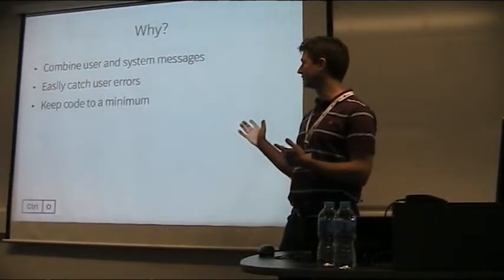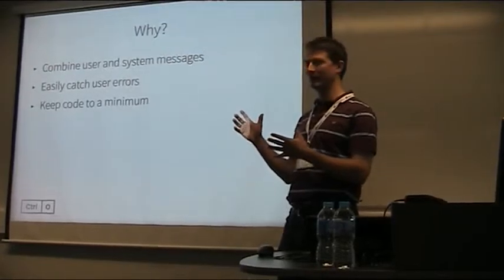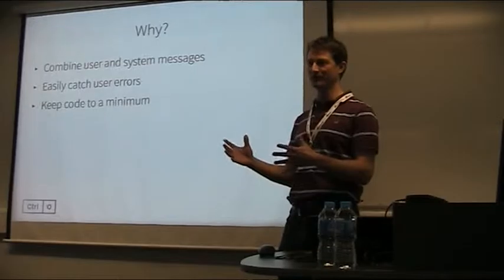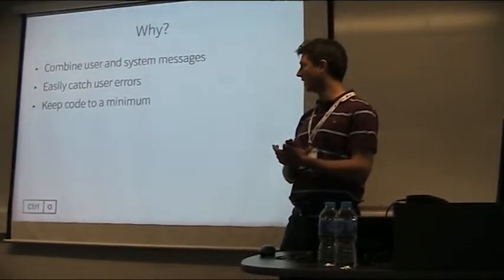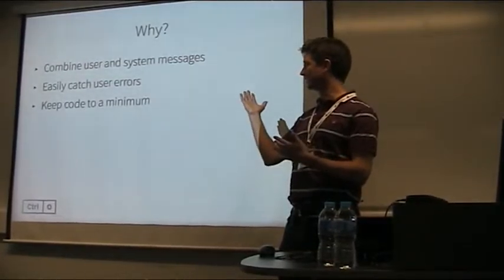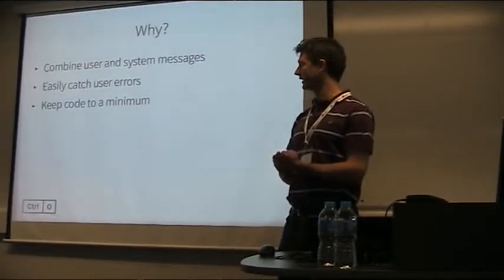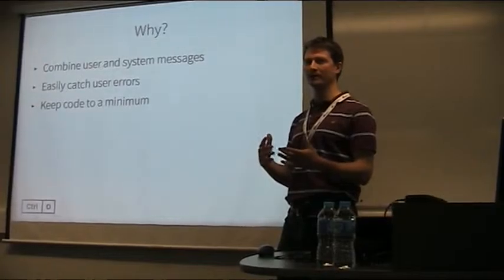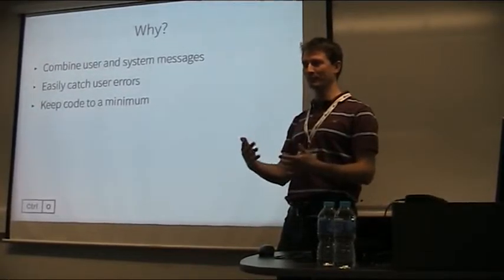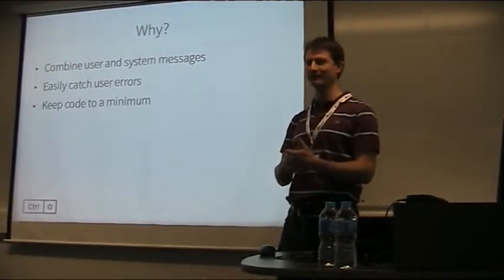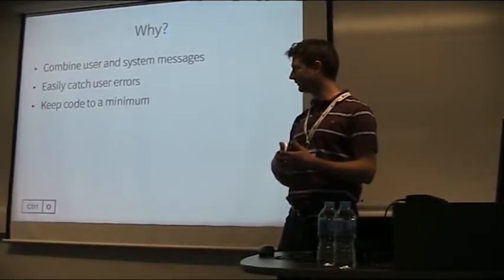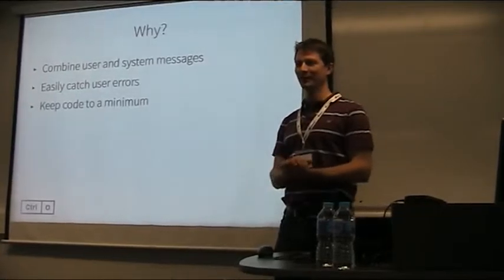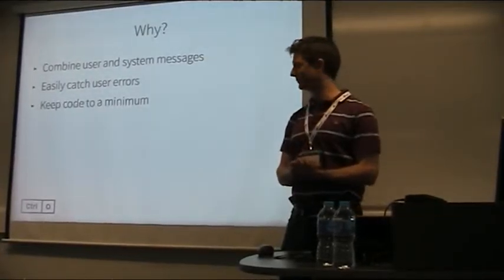So like I say, I'm going to talk about how we combine those messages. Obviously, most of the time you're going to want messages to be either for a user or for the system, but you maybe want to manage them together. As the title says, I'll explain why we want to do this, because it can be quite cumbersome otherwise. I wanted a way of easily catching user errors and reporting those to the user without lots of complicated if-else statements. And as we all do, I wanted to keep the code to an absolute minimum, because none of us like writing repetitive code.